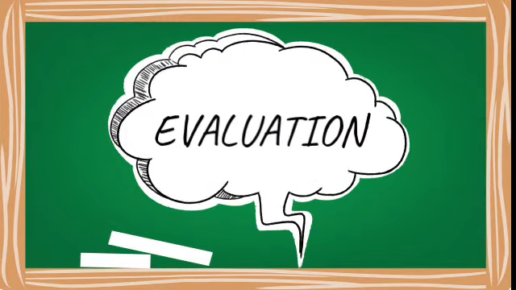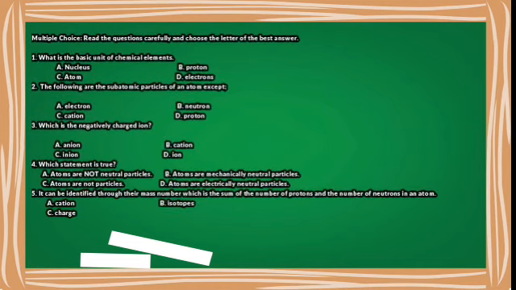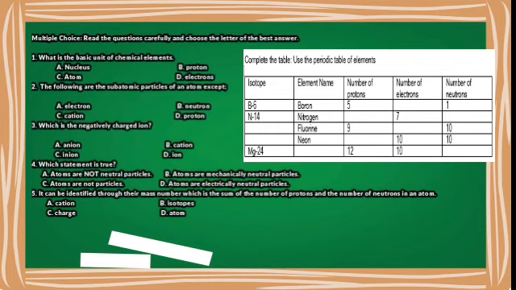Now it's time for us to do some activities. Get a pen and paper and answer these questions carefully. Choose the letter of the best answer. Also, complete the table using the periodic table of elements. Let us now practice how to determine the number of protons, neutrons, and electrons in a particular atom. I will give you 8 seconds for each question.